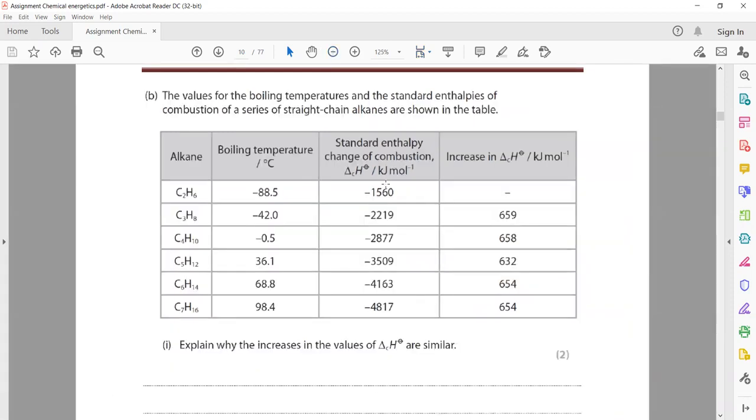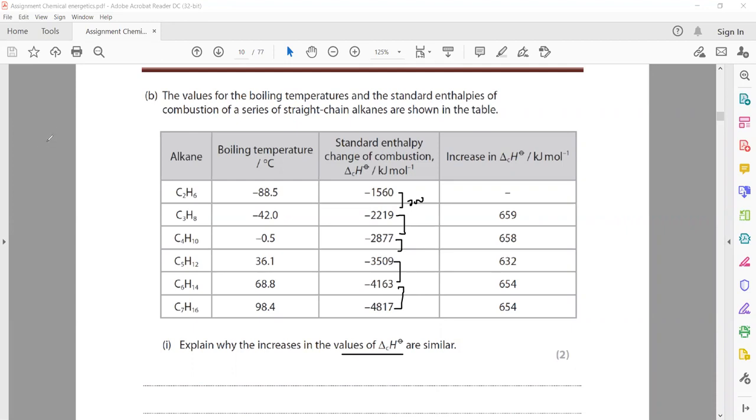In part B, the values for the boiling temperature and the standard enthalpy change of combustion of a series of straight chain alkanes are shown: ethane, propane, butane, pentane, hexane, and heptane. The boiling temperatures are given as well as the enthalpy change of combustion. You can see a similarity, approximately 700 difference between consecutive members. Explain why the increases in enthalpy change of combustion are similar.